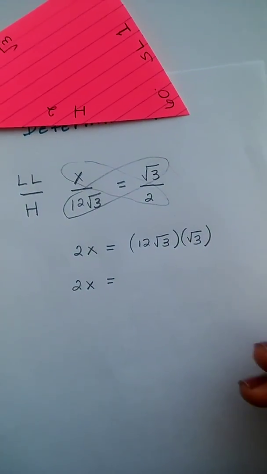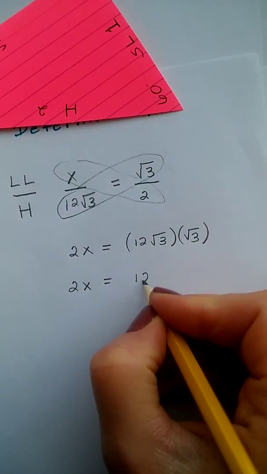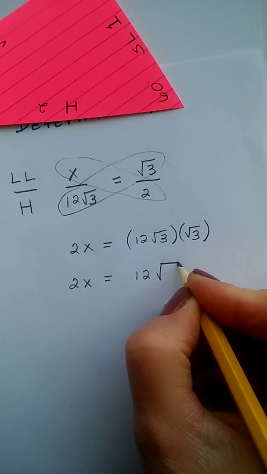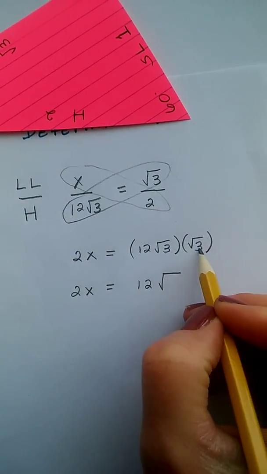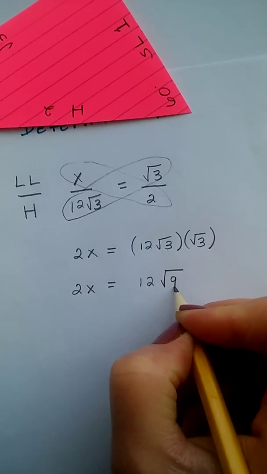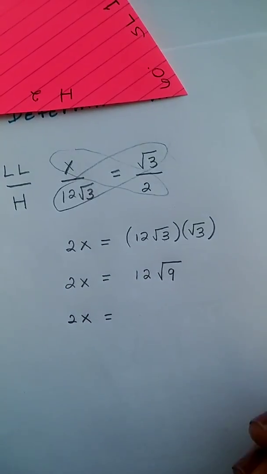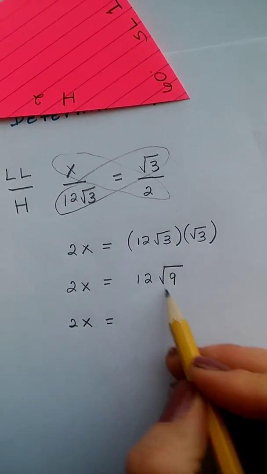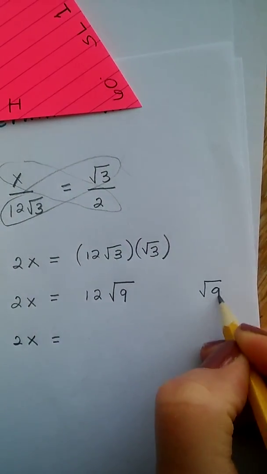Please remember, when you're multiplying, to pay attention to where the numbers are. 12 is the only outside number. Underneath the square root, we have 3 times 3, so that creates 9. Now we're going to do a little bit of work with the 9. √9 is a perfect square.